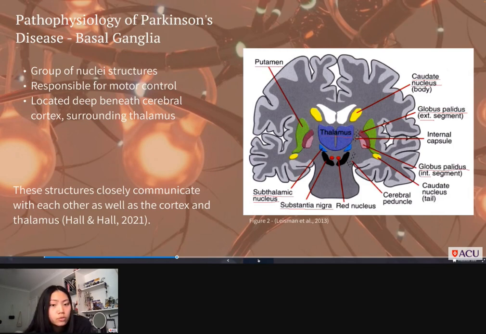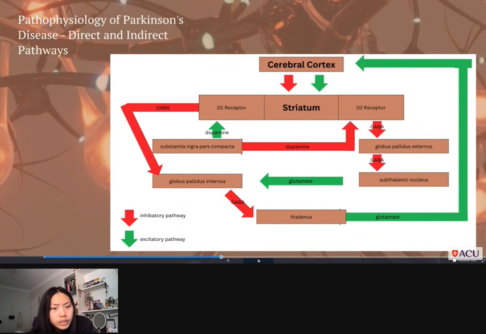Looking at a vertical cross-section of the brain, as you can see, the basal ganglia is made up of the striatum, which includes the caudate nucleus and the putamen, the globus pallidus, both internal and external, the substantia nigra, and the subthalamic nucleus. Now, these structures closely communicate with each other, as well as the cortex and the thalamus. Normally, when we initiate a voluntary movement, we have indirect and direct pathways in the basal ganglia. The direct pathway is an excitatory pathway that facilitates movement and therefore helps increase or initiate motor activity, while the indirect pathway is inhibitory to help decrease or stop that motor activity.